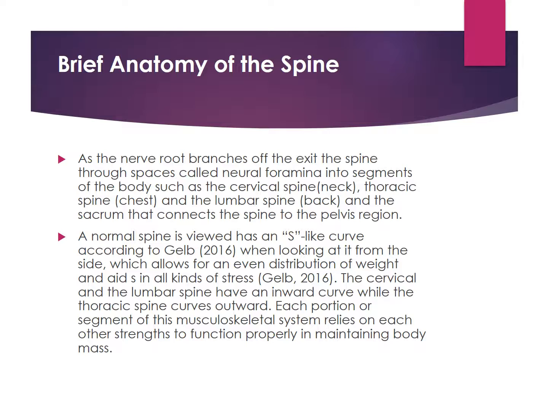A normal spine is viewed as an S-like curve when looking at it from the side, which allows for an even distribution of weight and aids in all kinds of stress. The cervical and lumbar spine have an inward curve, while the thoracic spine curves outward. Each portion or segment of this musculoskeletal system relies on each other's strengths to function properly in maintaining body mass.